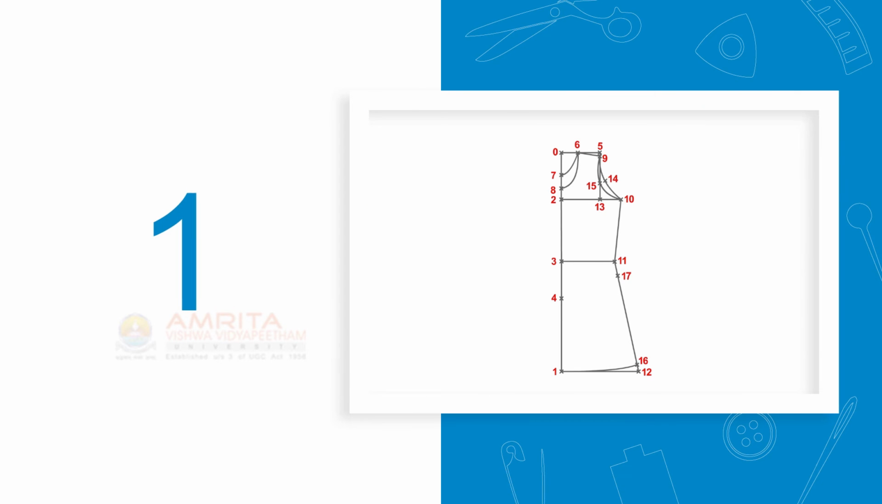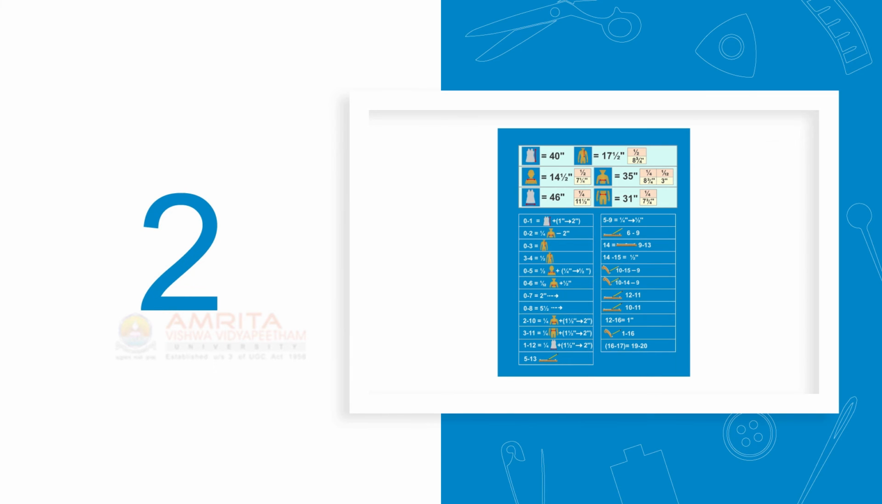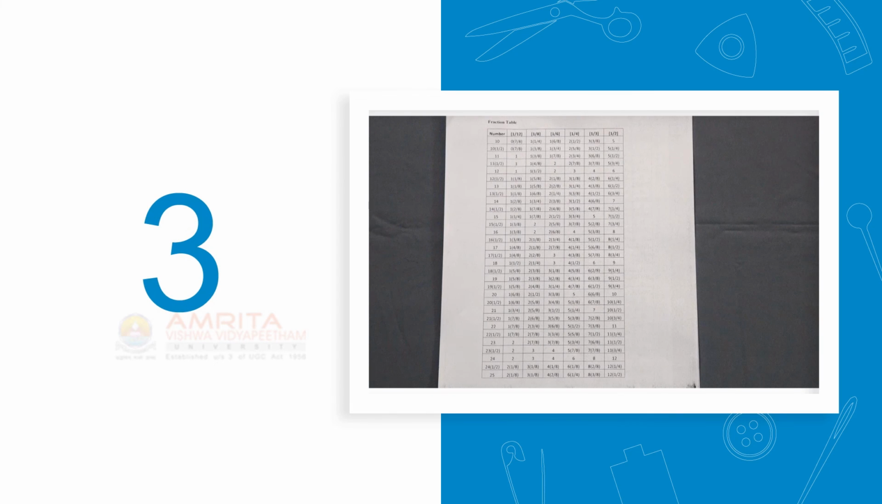Step 1. Refer to the drafting instructions to see which body measurements need to be taken. Note the measurements in your notebook. Step 2. Check the pattern instructions to see if you need to find out any fractions of the body measurements. If so, draw a table with all the fractions to be found out. Step 3. Use the fraction table to find out the fractions of the body measurements.